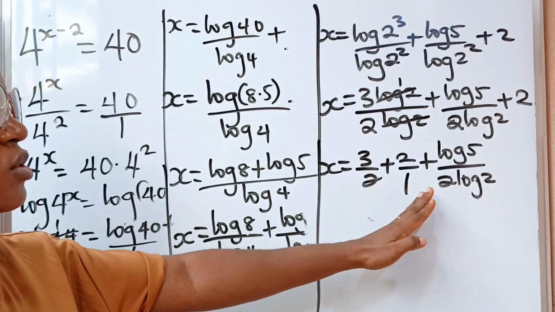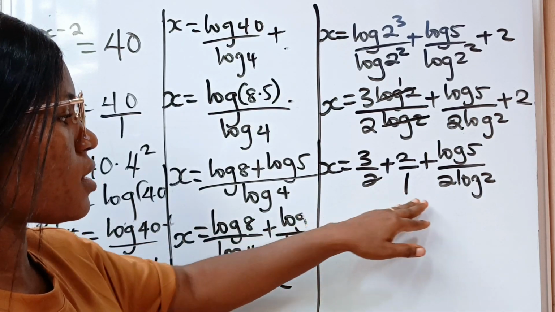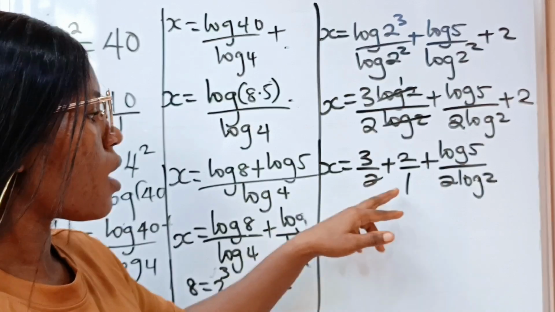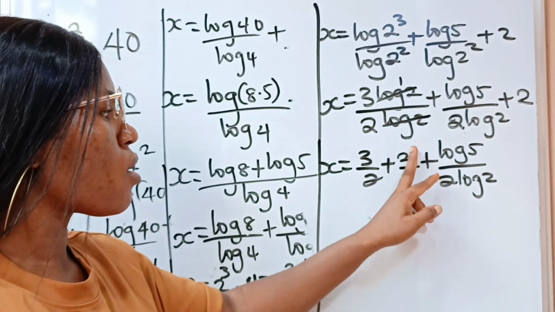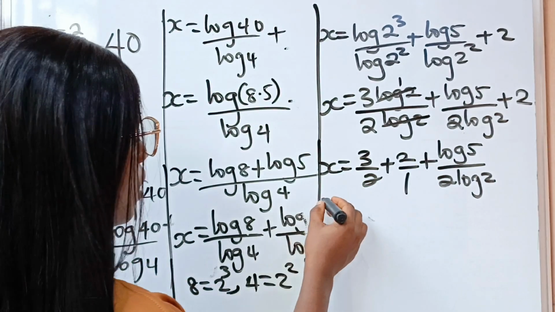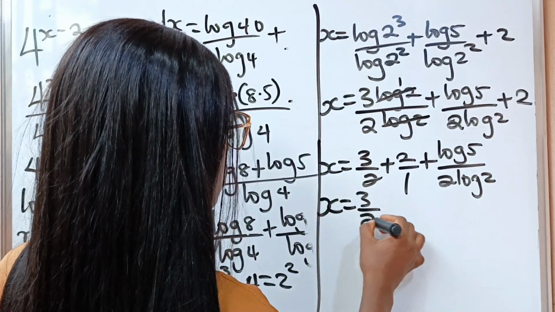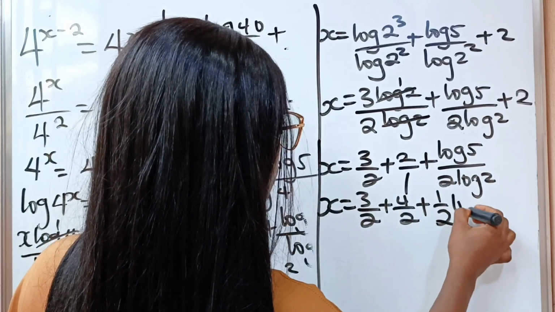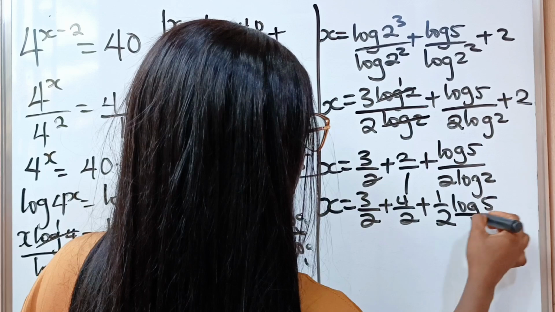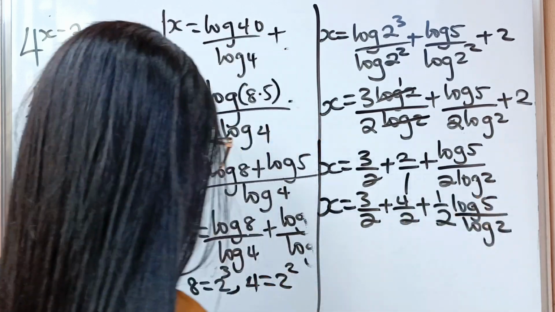Now let's add this to this. Since I want them to share the same denominator, I will multiply 1 by 2 and multiply 2 by 2 as well, so that I will have 4 divided by 2 here. So I'll have x is equal to 3 over 2 plus 4 divided by 2 plus half log 5 divided by log 2.